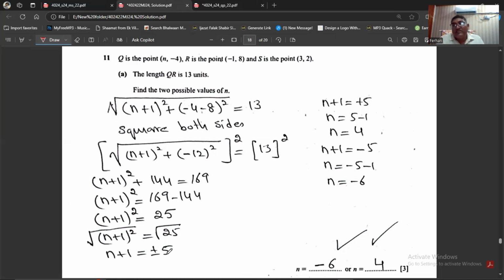So now there are two options. I will go n plus 1 equals to plus 5. So n will be equal to 5 minus 1, and n equals 4. The other option is n plus 1 equals to minus 5. So n will be equal to minus 5 minus 1, and n will be equal to minus 6. So there are two answers. The n value is either minus 6 or it is 4.